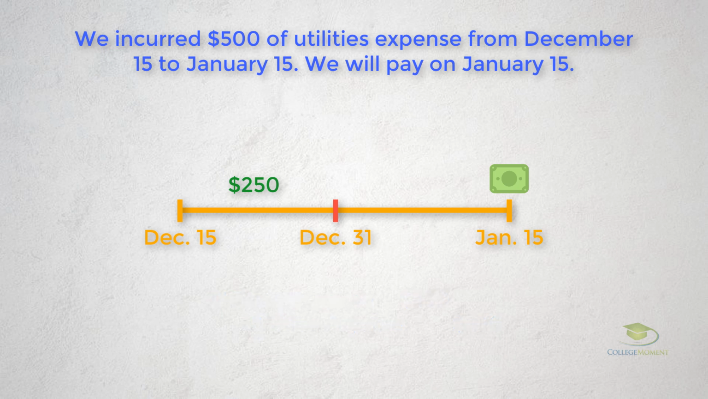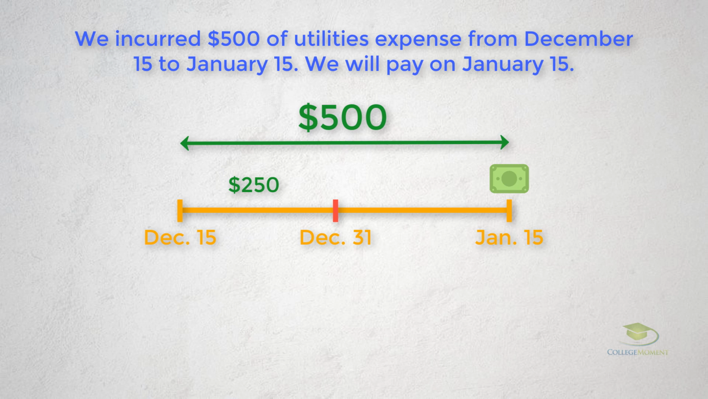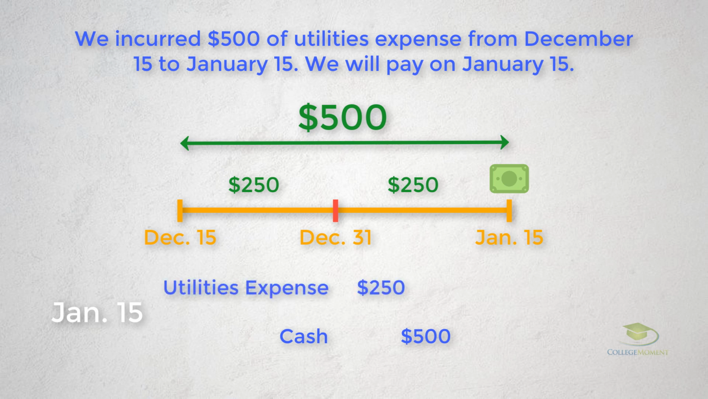On January 15th, we need to pay the full $500 from December 15th to January 15th. When we pay $500 cash, cash decreases for $500 and therefore we credit it. We also need to recognize the additional $250 utilities expense from December 31st to January 15th. We did not recognize that one, remember? Therefore, we debit utilities expense.